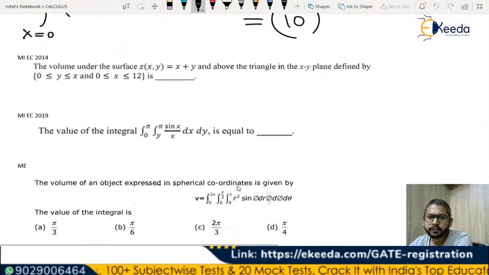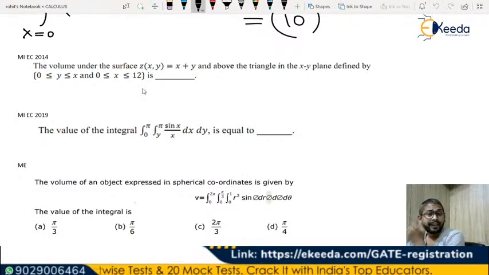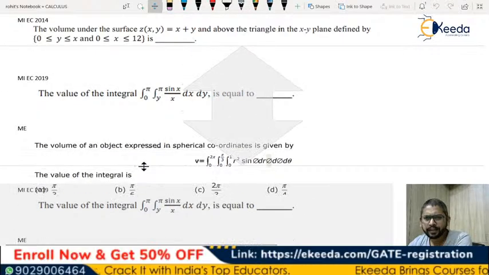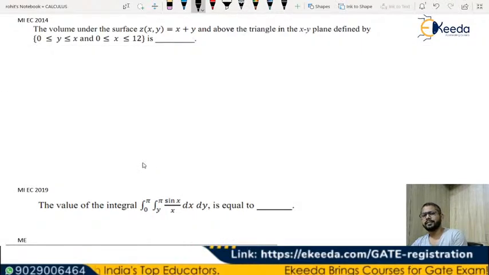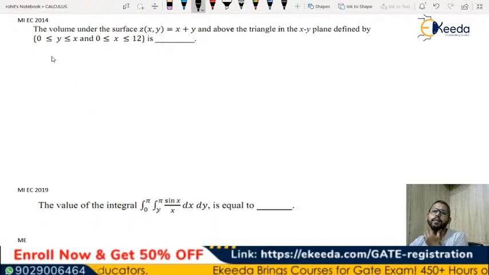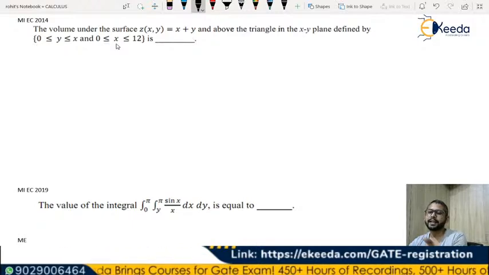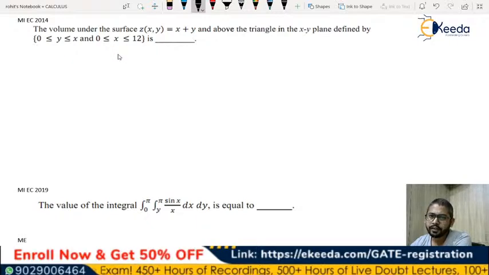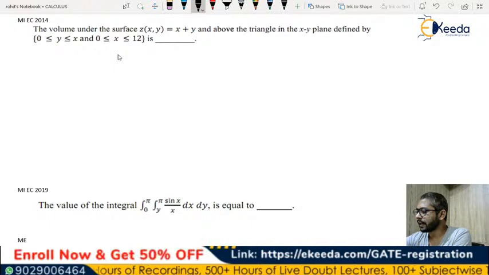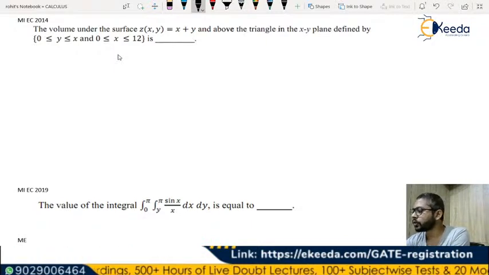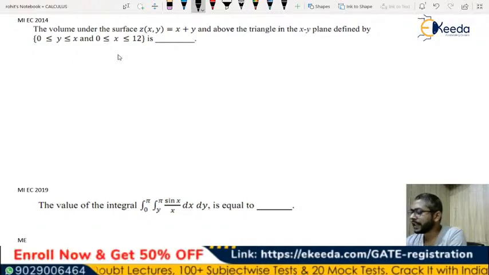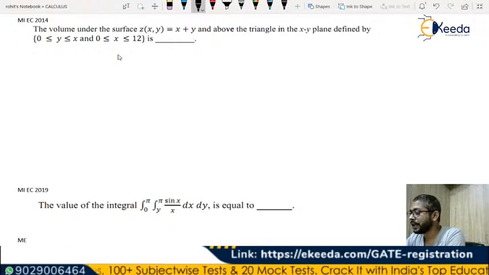Let's move to the next question then. This second question is for you. You will have to do it. Very similar. All you have to do is find the region. Of course, you can see the region is y from 0 to x and x from 0 to 12. So you have to put the limits for the z integration, a double integration, right? I'm not solving it. You can solve it. In case you want the answer, the answer is going to be 864.